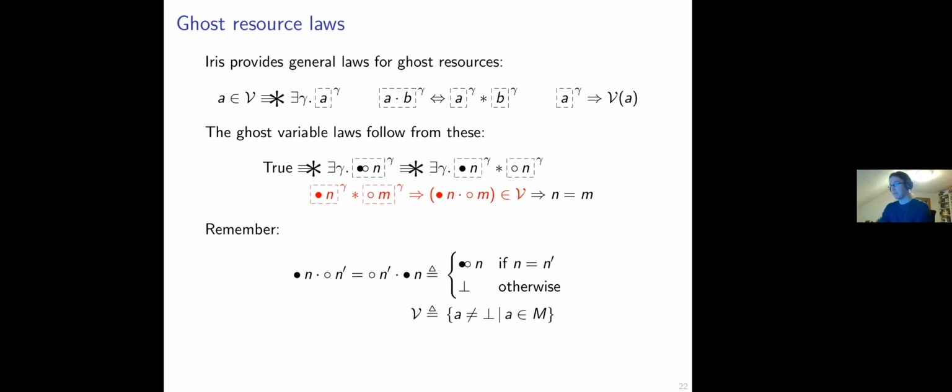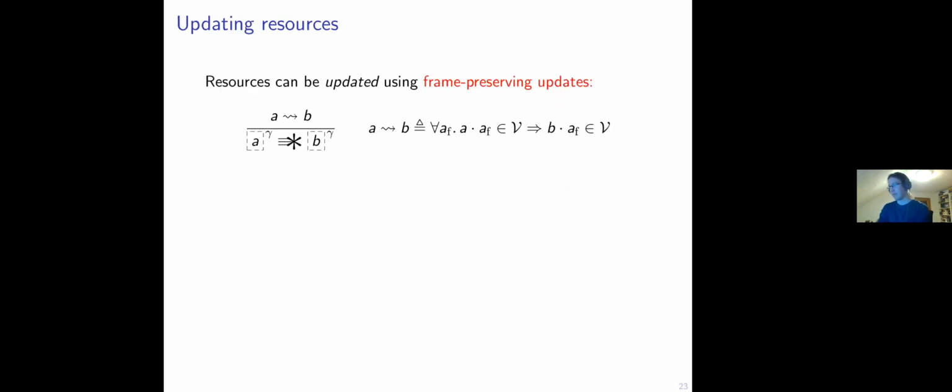This covers the first two proof rules, but there's still one more missing, which is the proof rule for actually updating the ghost variable to a different state. And in fact, that's the most interesting thing you can do with ghost resources. So here's the general principle for that. The idea is that if you own some ghost resource A, you may update this ownership to some different ghost resource B if you can do what we call a frame-preserving update, written A squiggly arrow B.